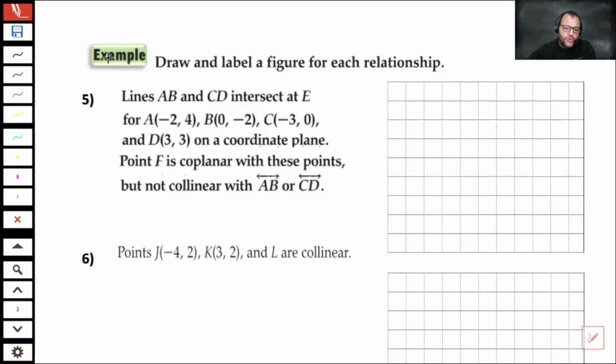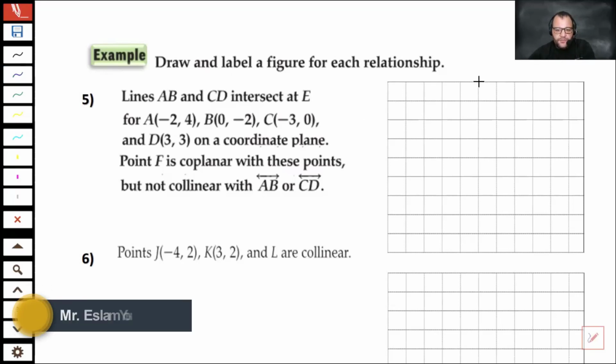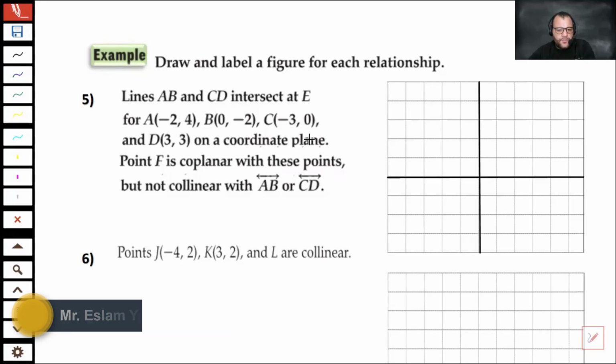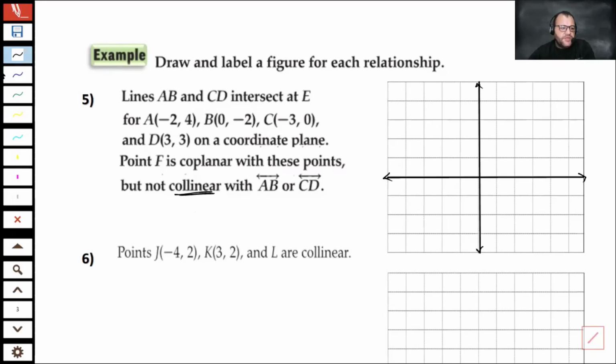So at first we will draw the two lines that we have. What does it mean by not collinear with AB and CD? Not collinear means not lying on the same line. Okay? So that's the first line that we have. We have the point (-2, 4), that's the first point, which is A. The second point, (0, -2), that's the point B.